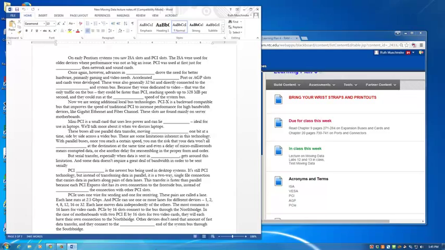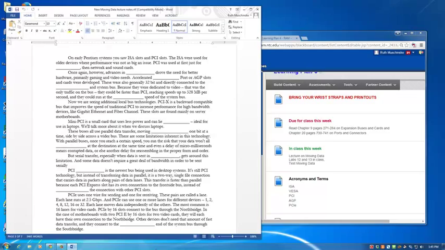PCIe uses one wire for sending and one for receiving. These pairs are called a lane. Each lane runs at 2.5 gigabits or 5 gigabits per second for PCIe version 2. And PCIe can use one or more lanes for different devices, anywhere from 1 to 32. Each lane moves data independently of the others. The most common is 16 lanes for video cards.